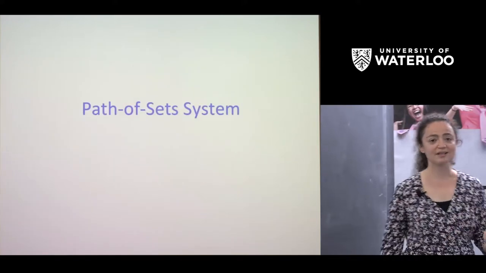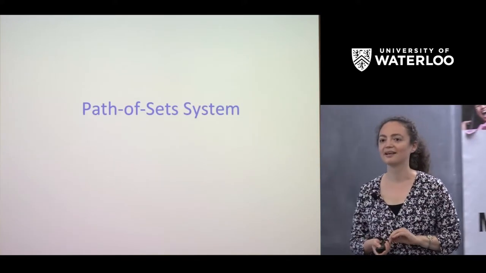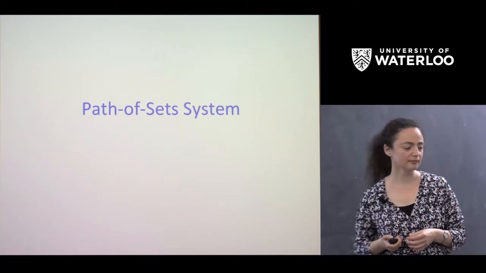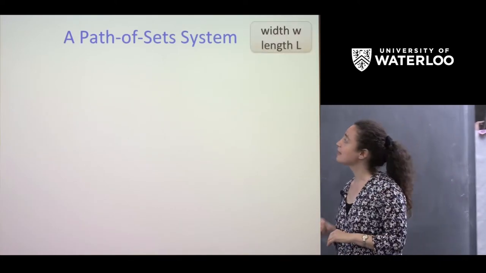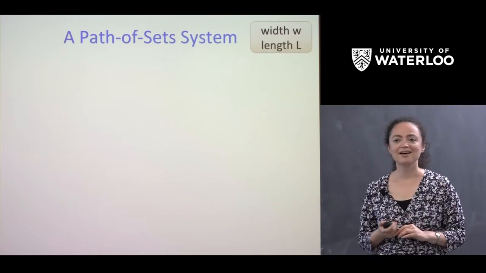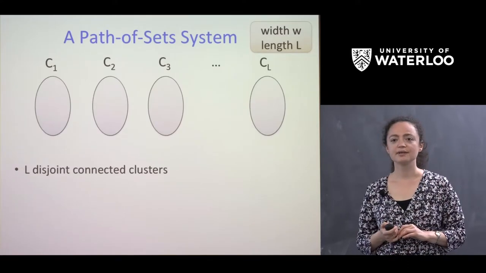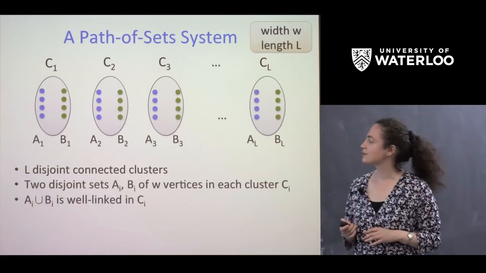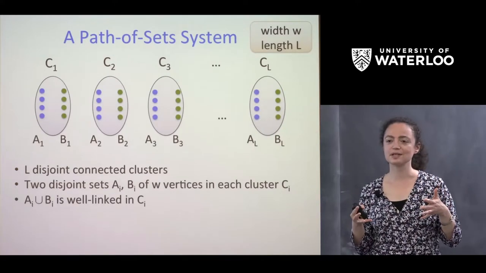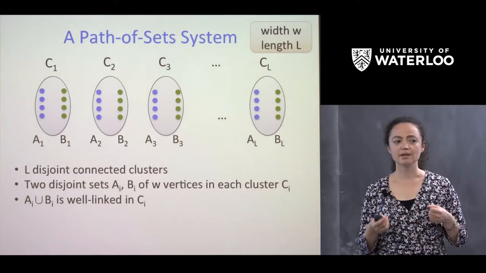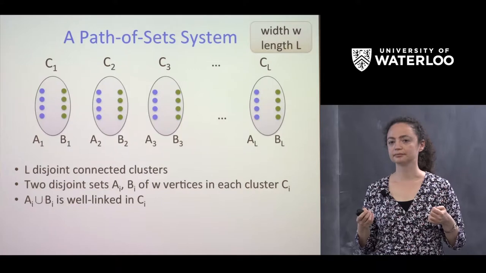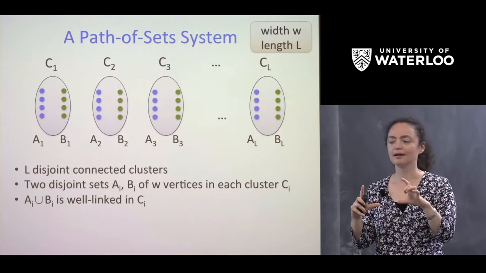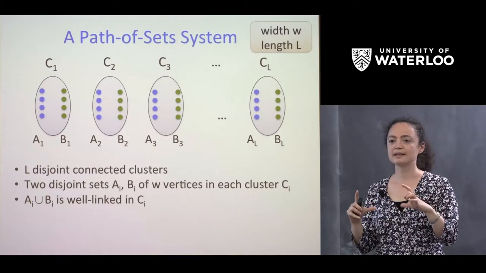So this brings me to the next combinatorial object that's called path-of-sets system. Again, think of this as some abstract object and I'll connect it to what we're doing later. So a path-of-sets system has two parameters, length L and width W. I start with L disjoint clusters. Every cluster is a connected subgraph of my graph. Inside every cluster C_i, I have two special sets of vertices, A_i and B_i. Each of them has W vertices, and they are disjoint. And I require that if I look at the graph induced by C_i, then A_i union B_i are well linked inside that graph.